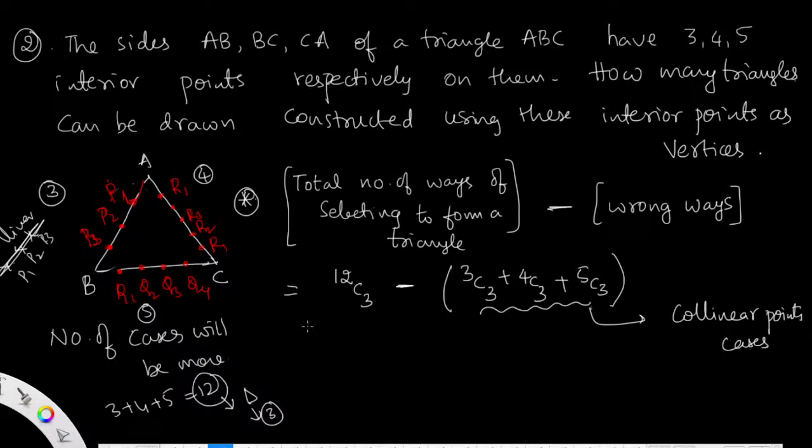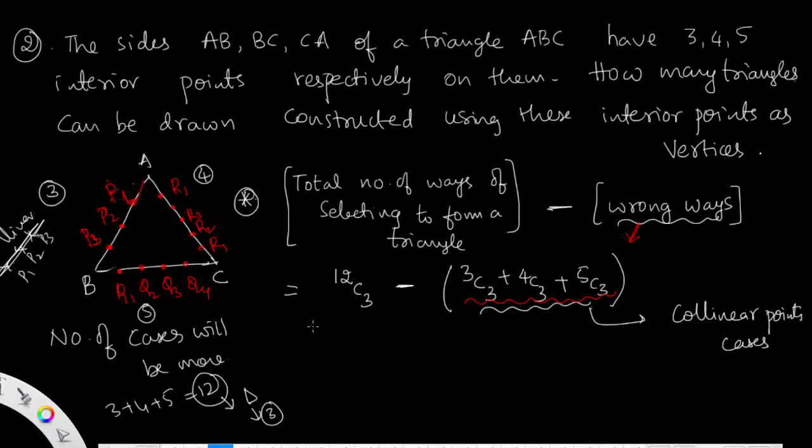So the number of triangles is 12C3 minus the wrong ways, which are the collinear cases. From side AB, at a time, out of 3 points we can take 3 points to form a straight line. Points lying on the same line do not form a triangle. Similarly, on side BC we take 4C3, and out of 5 points taking 3 at a time again does not form a triangle. The wrong ways are 3C3, 4C3, 5C3.